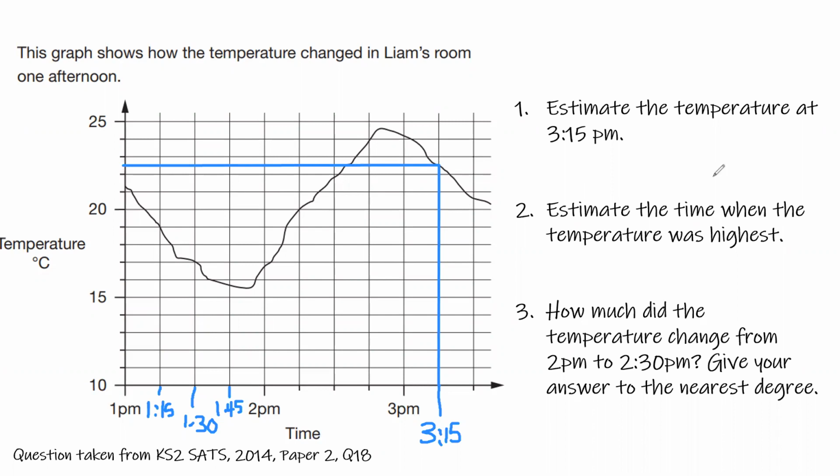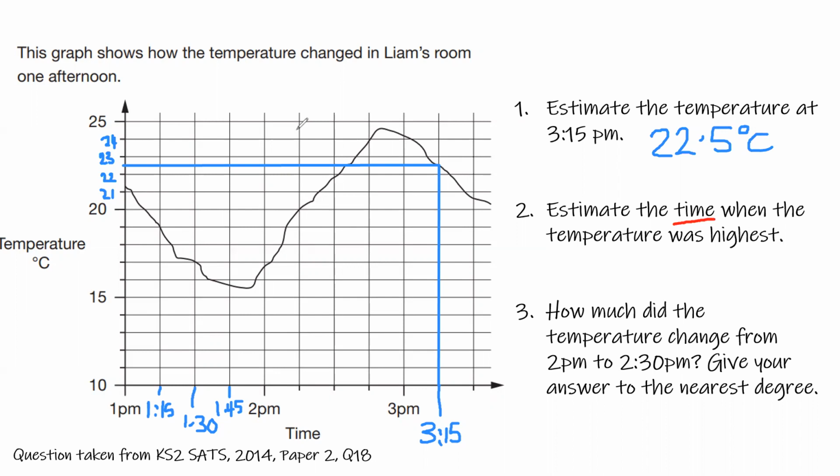So we've been asked to estimate the temperature at 3:15. We can see that it's somewhere in between here. So how do we work out what that is? We've got 20, so this will be 21, 22, 23, and 24. Okay, so this temperature here comes exactly halfway in between 22 degrees and 23 degrees. So the answer to this one, I think we'll put it down as 22.5, exactly halfway between 22 and 23 degrees.